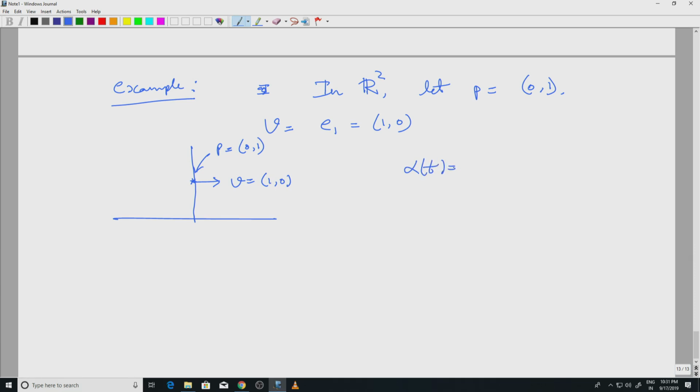Alpha of t is the parameterized curve P plus tV, which is (t, 1). So this is alpha of t, this horizontal line. Now of course I have another natural curve which passes through this point and is tangent to V. Namely, I can take a portion of a circle here.